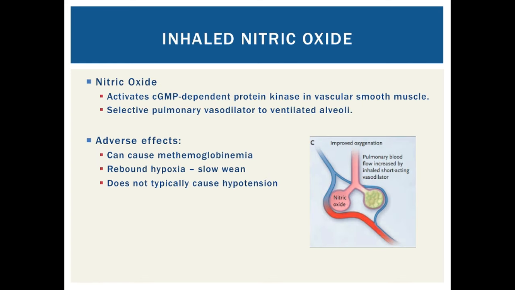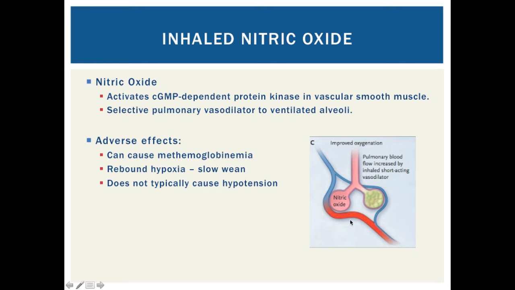Inhaled nitric oxide is very controversial, only really because it's expensive. So what does nitric oxide do? You can see here it activates cyclic GMP, and it causes vascular smooth muscle relaxation. So it's a pulmonary vasodilator to the alveoli that are actually getting airflow. If you gave someone inhaled nitric oxide, it's going to go here and not to the alveoli that are full of mucus.